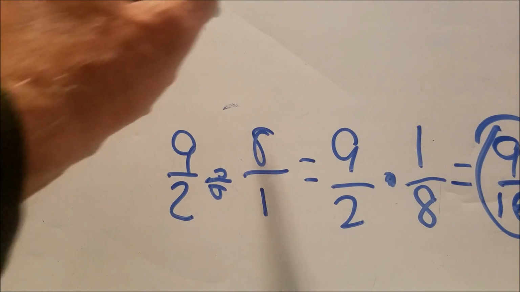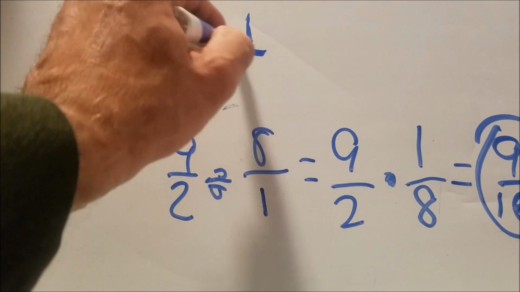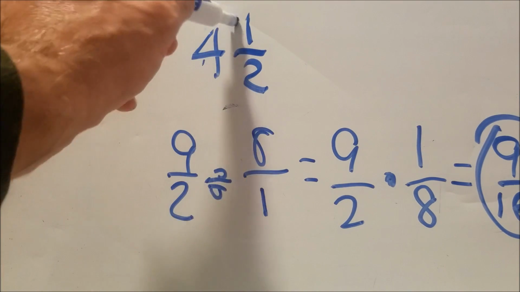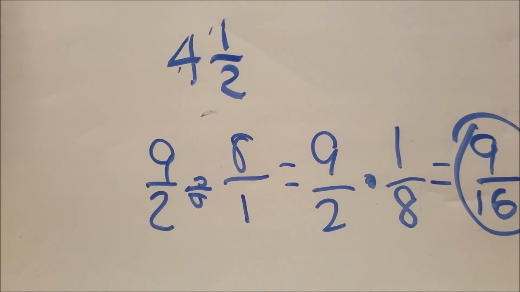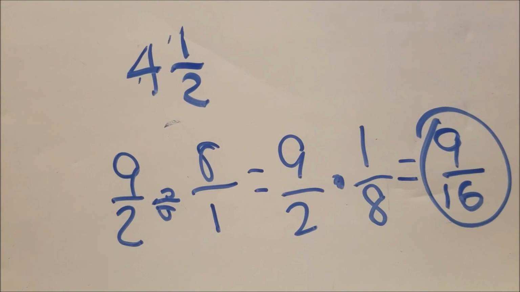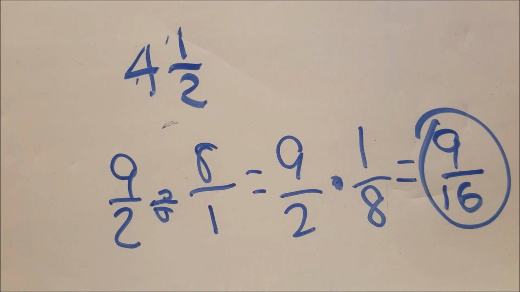So again, with 4 1/2, 2 times 4 is 8, plus 1 is 9. That's why it's 9/2. And let's bring that over so you see the average, 9/16. That's the average. All right, so we did line plots with averages today. Great job.